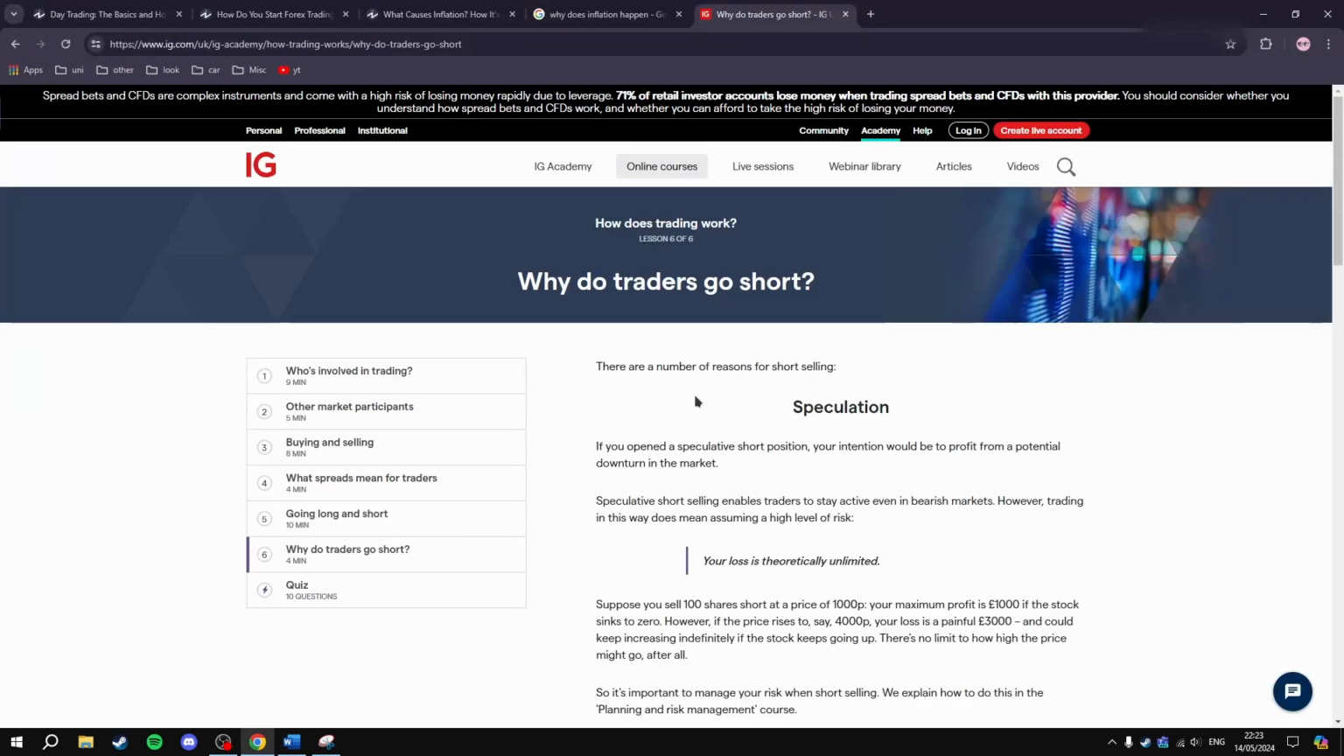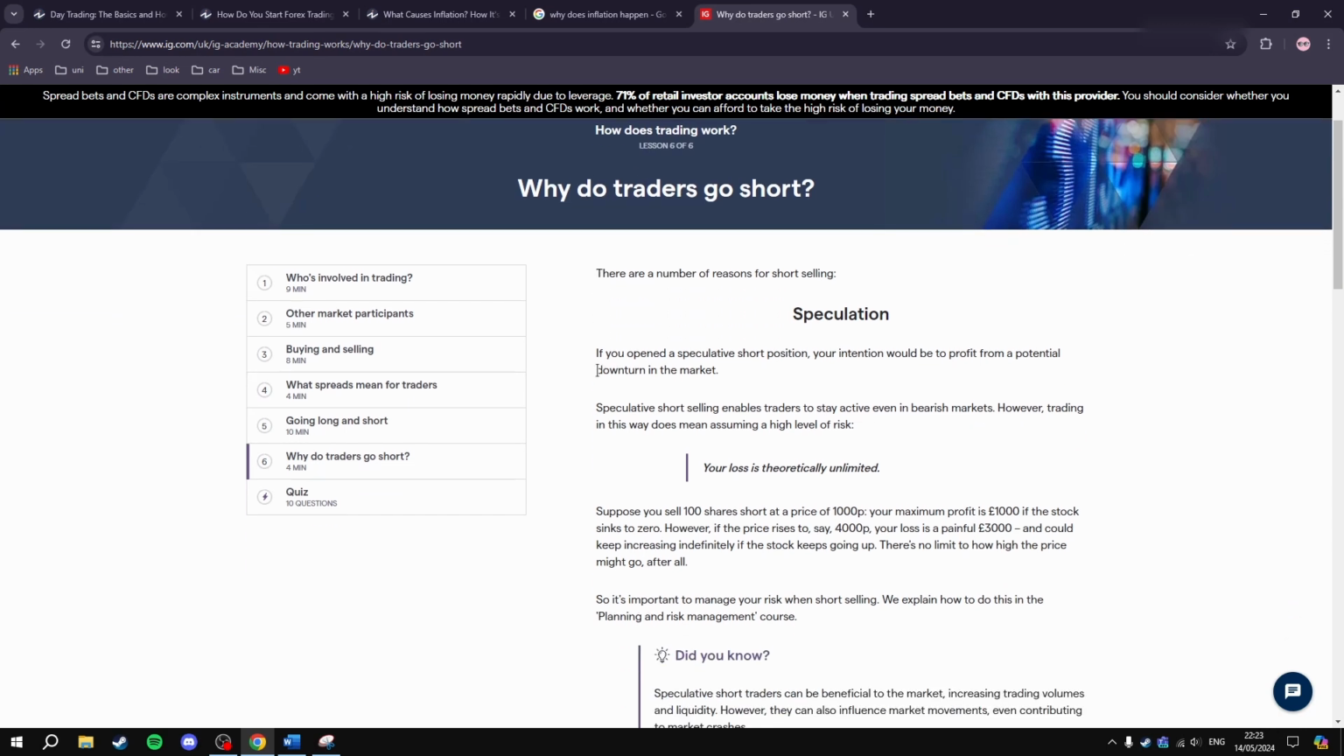There are a number of reasons for short selling. Speculation. If you open a speculative short position, your intention would be to profit from a potential downturn in the market. Speculative short selling enables traders to stay active even in bearish markets. However, trading this way does mean assuming a high level of risk. Your loss is theoretically unlimited.